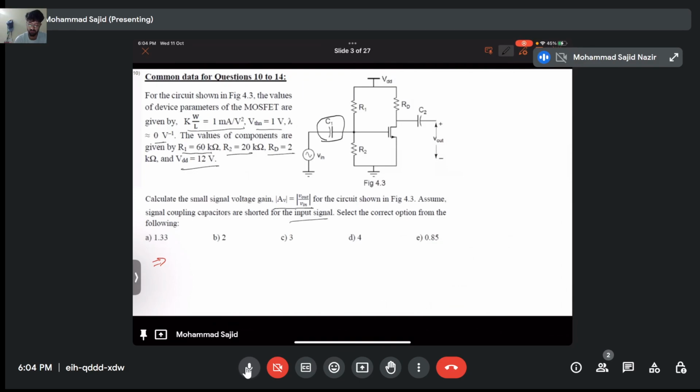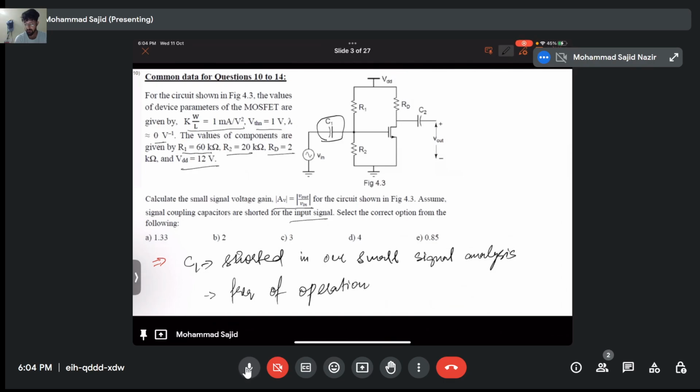Select the correct option. Okay, so basically C1 is shorted. Now for small signal analysis, the frequency of operation is such that C1 acts as a short.